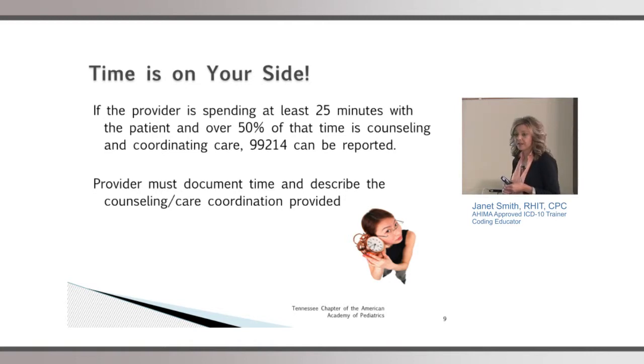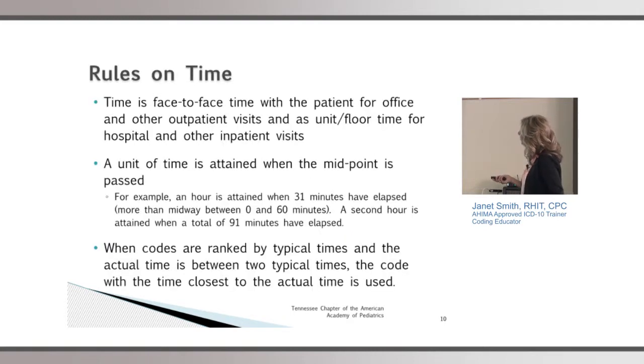You have to document the time, and you also have to describe the counseling or the care coordination that you're providing. If you are on electronic medical record, you can build this time documentation into your template, so it's already there. For instance, you can have a blurb that says, I spent X amount of time with the patient, over 50% was in counseling and coordination of care, and then a place to free text what the counseling was about, or what the coordination of care had to do with. It doesn't have to be very, very detailed, but a brief description of what you did in that time.